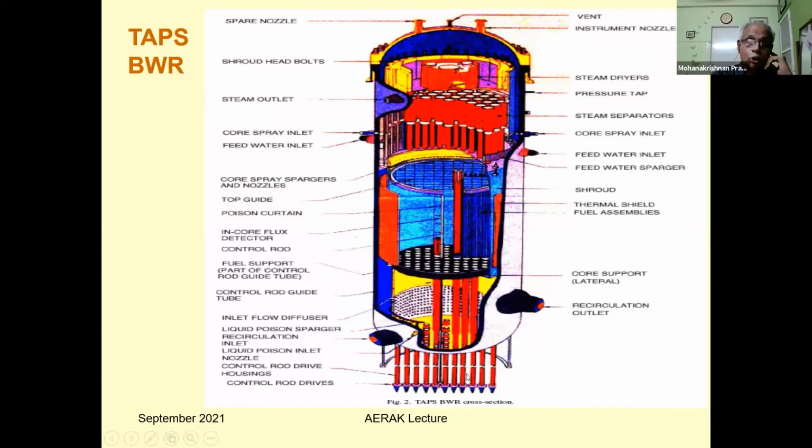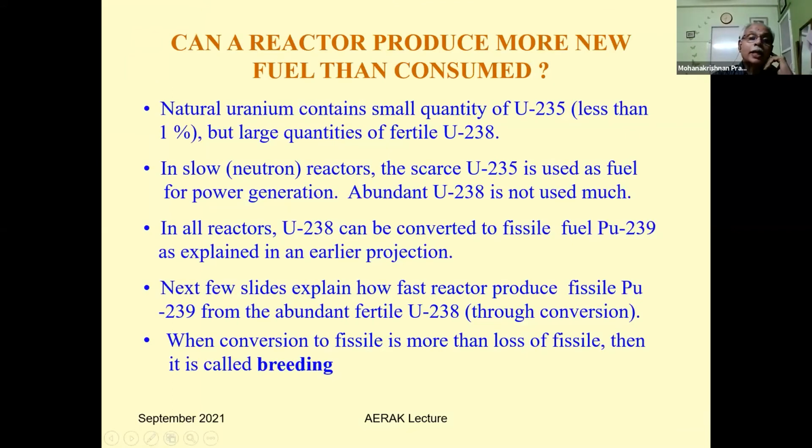So the question now is about the breeder reactor. Can a reactor produce more new fuel than consumed? Yes. Natural uranium contains a small quantity of U-235, but a large quantity of U-238. How to use that? In slow neutron reactors, that is the thermal reactors, scarce U-235 is used as fuel. Abundant U-238 is not used much.